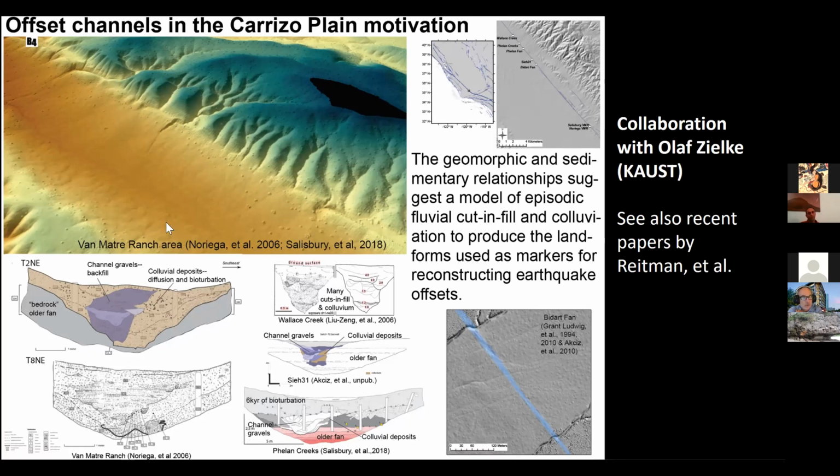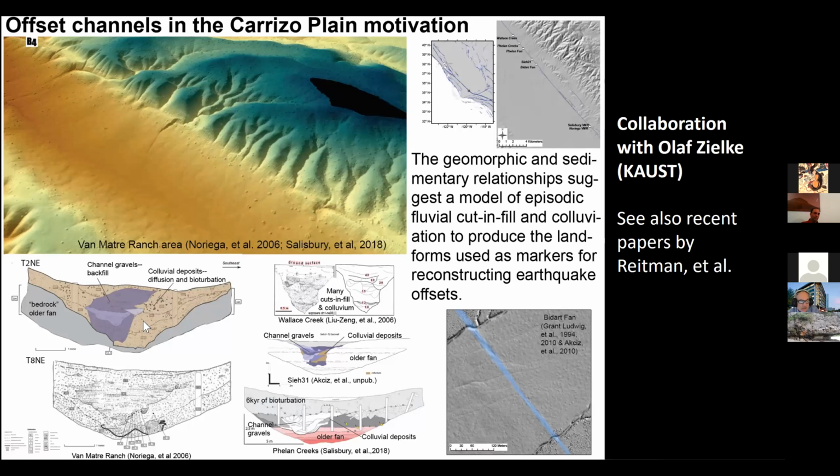But what we've learned as we've excavated these channels is that it's a little bit more complicated, in the sense that they're not purely just eroding, but there's a lot of cut and fill. And there's also a relationship where, for example, in this diagram here, the middle left shows purple and brown. So there's channel gravels that we see, but there's also the brown, which is colluvial deposits, which are basically coming from diffusion and bioturbation.